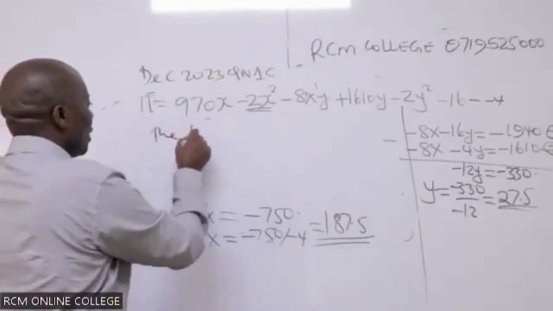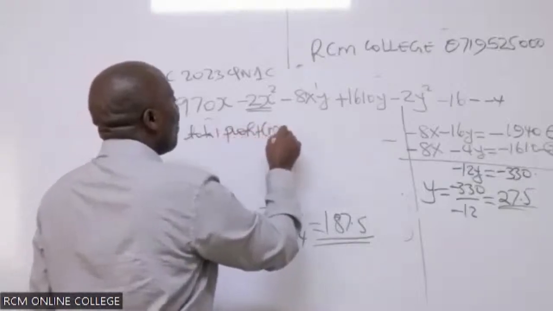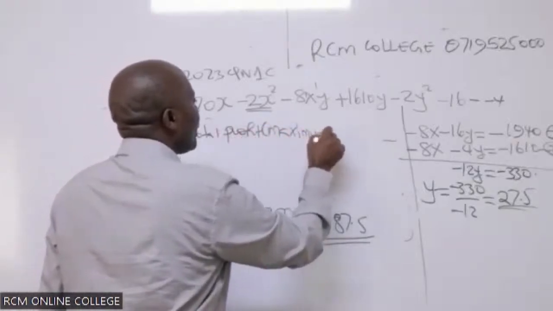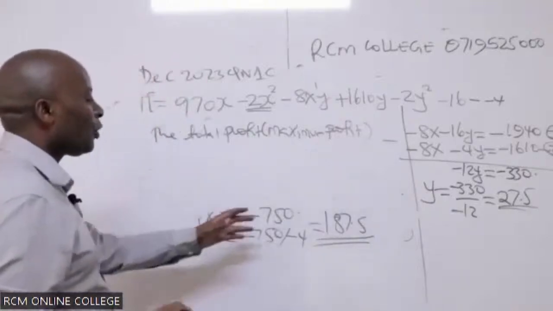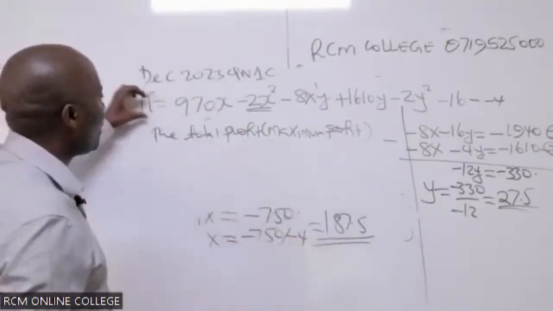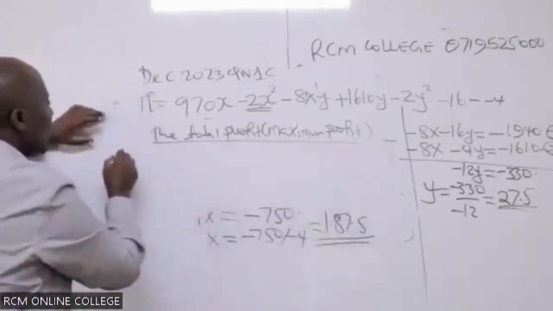So the last thing, they want us to give them the total profit. At times they call it maximum profit. What do we do? We shall be able to substitute for the quantities that we have in this profit equation. So this is what we have at the end of the day.